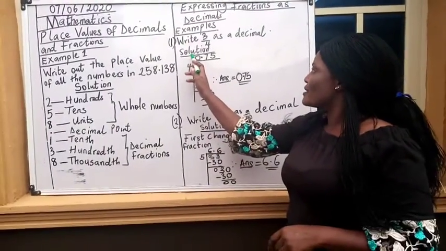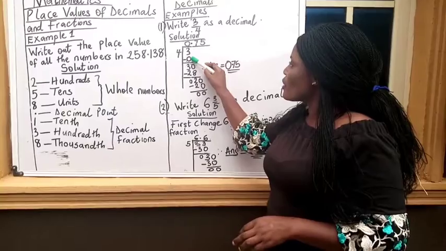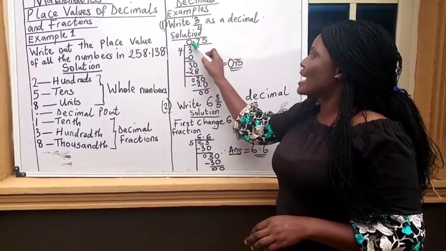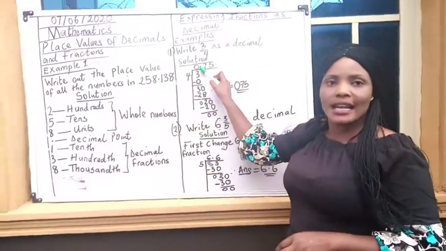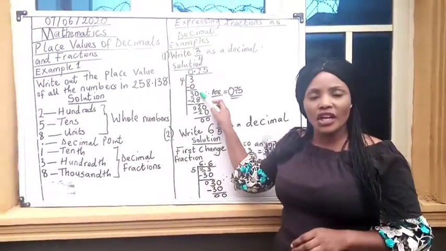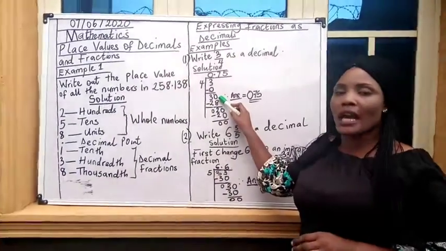Then you multiply 0 by 4. 4 times 0 will give you 0. Then you remove 0 from 3. You are left with 3. Then you add a decimal point. You put a decimal point, then you add 0. When you add 0 to your 3, it becomes 30.